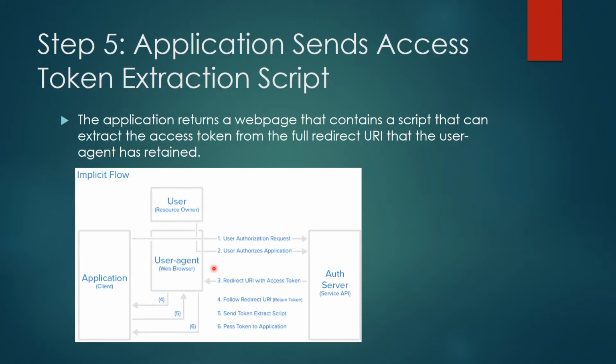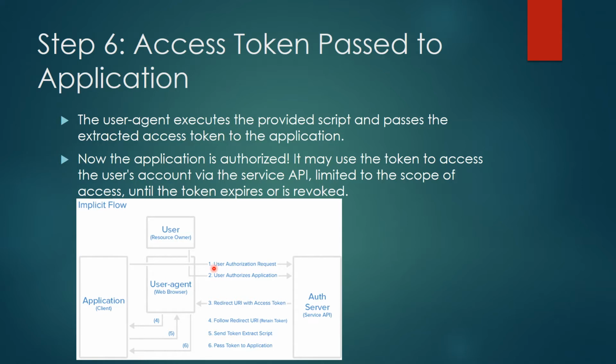The fifth step is basically the application sends an access token extraction script. The application returns a web page that contains a script that can extract the access token from the full redirect URI that the user agent has retained. So now the application goes back and requests the token from the user agent, right? And then the access token is passed to the application. So now the user agent is passing the token to the application. From now on the token was right here, and now in the sixth step it's right here.